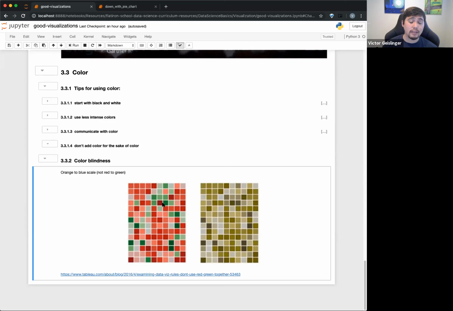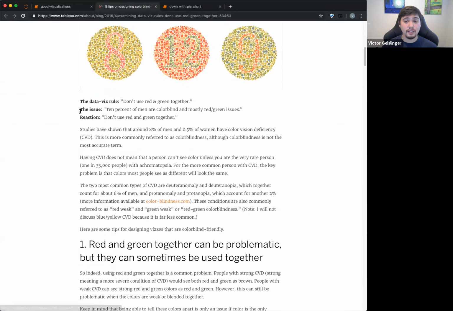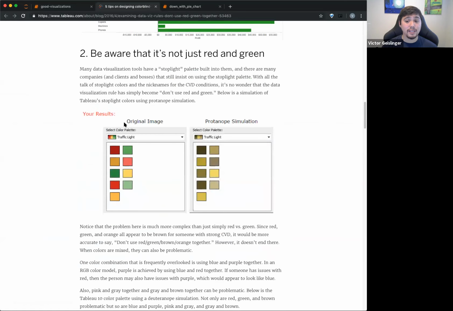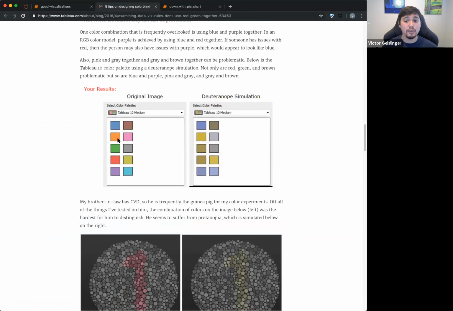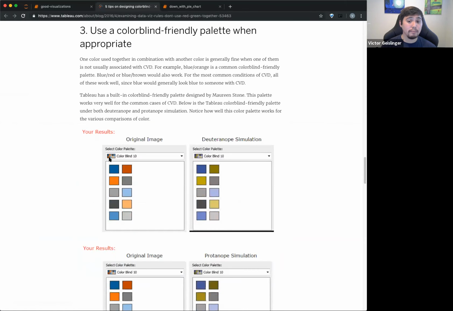Never use red and green on top of each other, which again, we use red and green in traffic lights. I still don't understand how we're able to do this. But as a visualization, you shouldn't use this. In fact, it's better to use an orange to blue scale. Tableau, which is a data visualization tool, shows this in a lot of ways, and a lot of palettes now actually exist where you can use colors that are more color blind friendly.